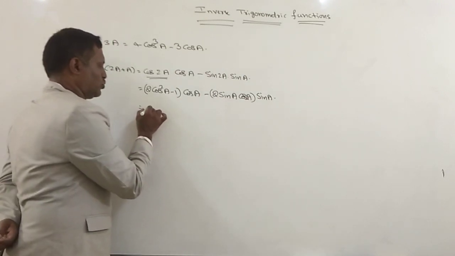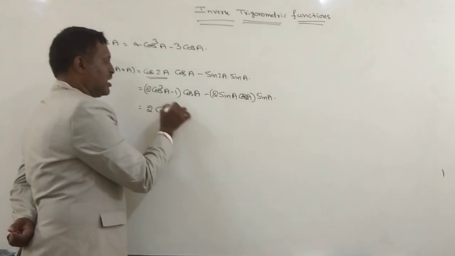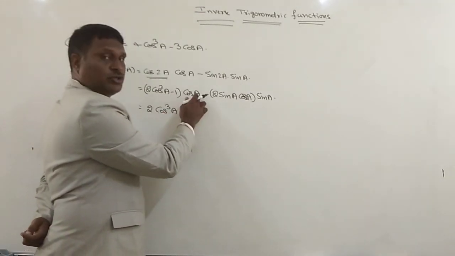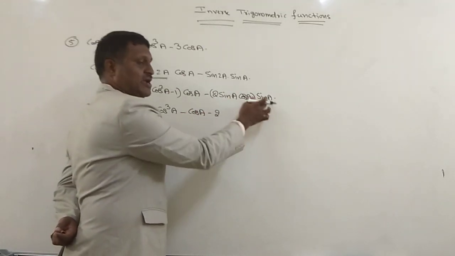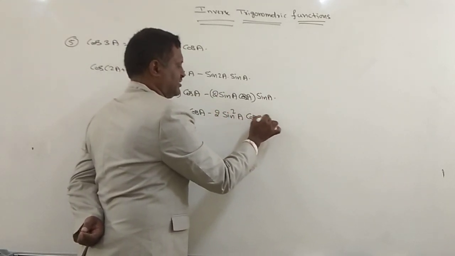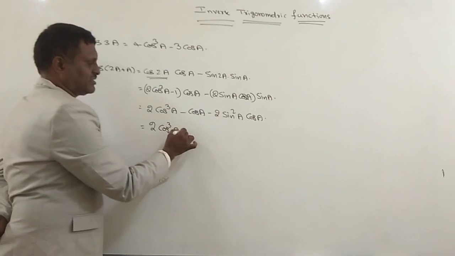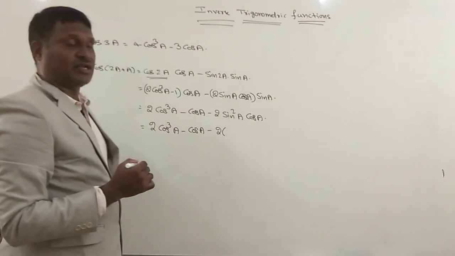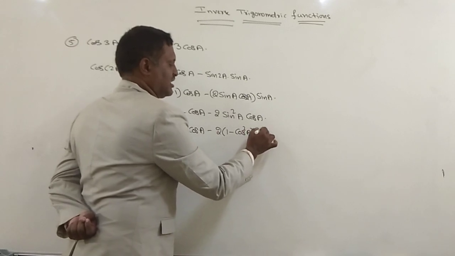Now this is equal to 2, write down as it is, cos square a into cos a, we can write as cos cube a. Minus 1 into cos a, we can write as cos a. Minus 2 sin a into sin a, we can write sin square a, into cos a. Again, this is equal to 2 cos cube a as it is, minus cos a, minus 2 into sin square a in terms of cos, 1 minus cos square a, into cos a.